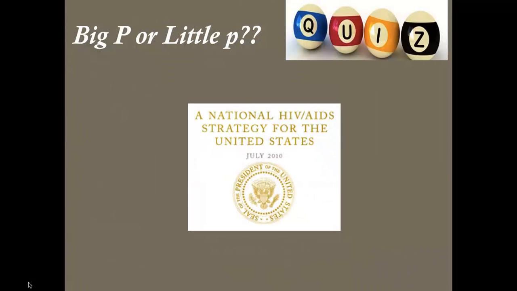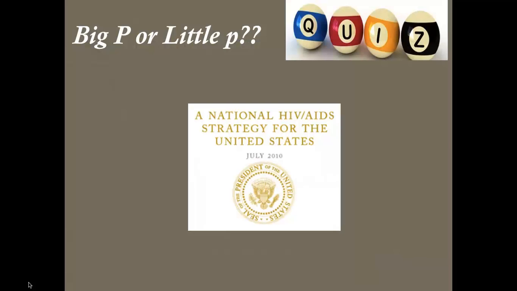How about the National HIV/AIDS Strategy for the United States? This came out of the Obama administration. It's a national plan bringing forth the assets and the attention of all of the agencies. Would this be big P or little p? The question you should be asking yourself is not what it is, plan, but who did it? And this came out of the Obama administration, the president's action. This would be a big P.